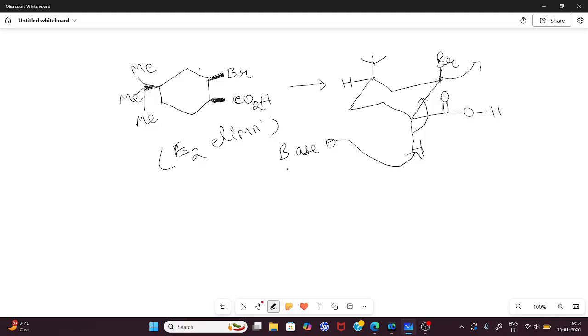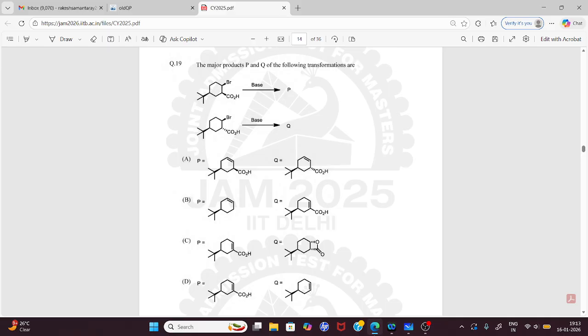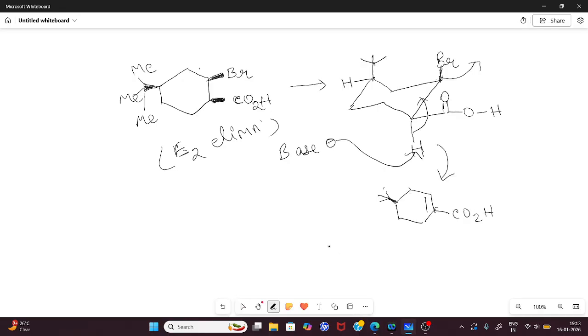So this is what is going to happen, and you will be getting this kind of product, where you have this, and you get the double bond somewhere around here, and you have the CO2H group here, right? So if you match the options, let us see. This is basically for the product P. This is your product P.